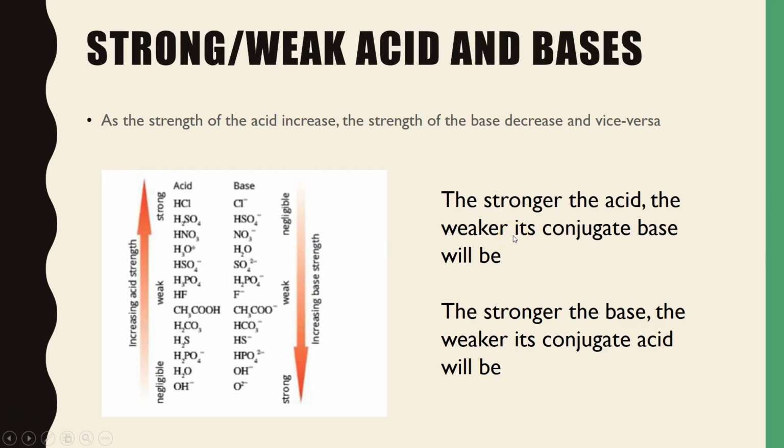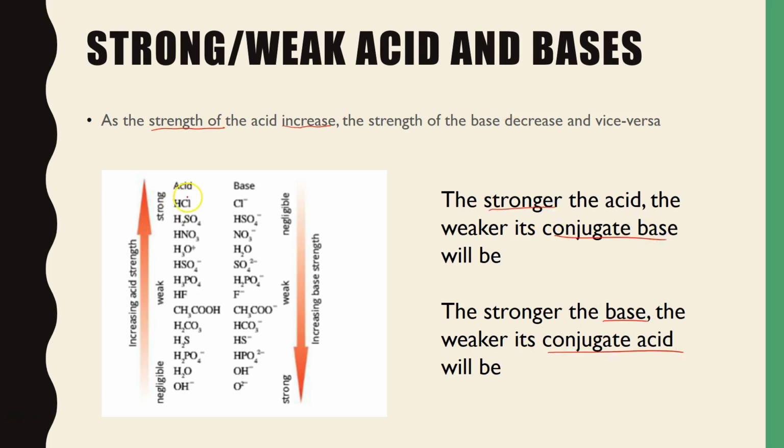So, if we put these two relationships together, you'll notice the stronger the acid, the strength of its conjugate base will decrease. And similarly, the stronger the base, the weaker its conjugate acid will be.